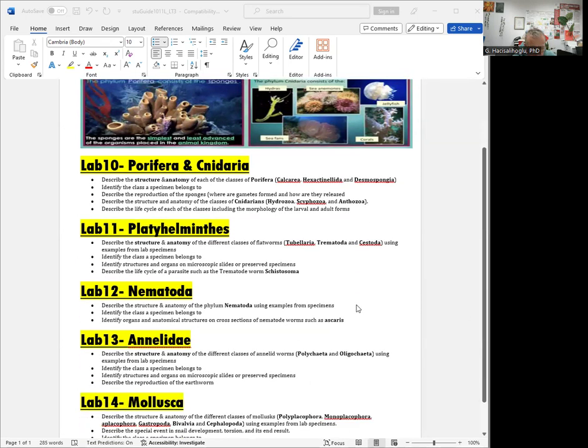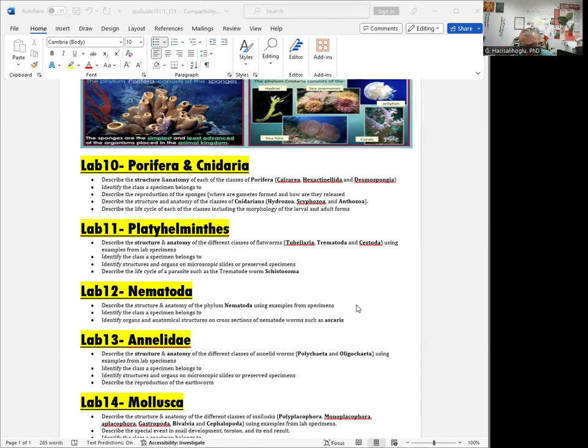Annelid is lab number 13. This is also Eumetazoa. Annelids are segmented worms. Now we move to segmented worms. So annelid, what else about it? They have bilateral symmetry. Their body cavity is coelomate. They have organ systems. They are protostomes. They are segmented. They have a complete digestive system. Some examples: Nereis, earthworms, leeches. These are some examples of annelid species.